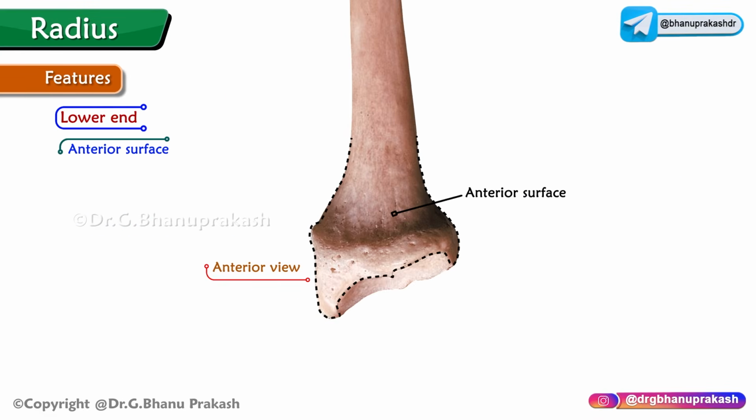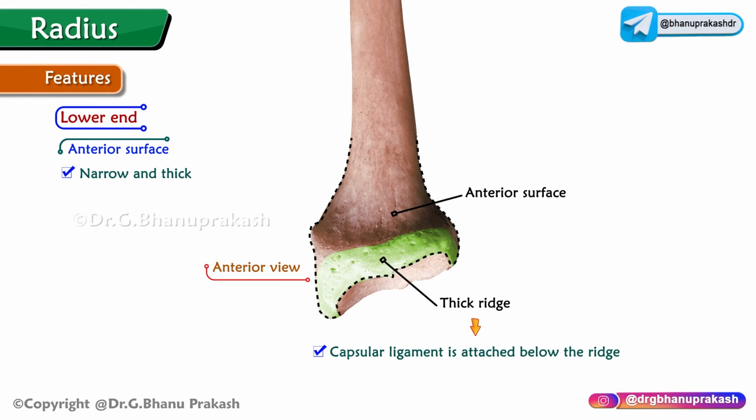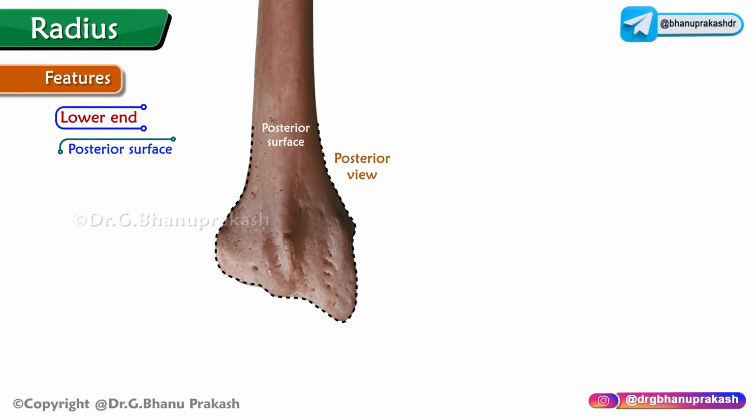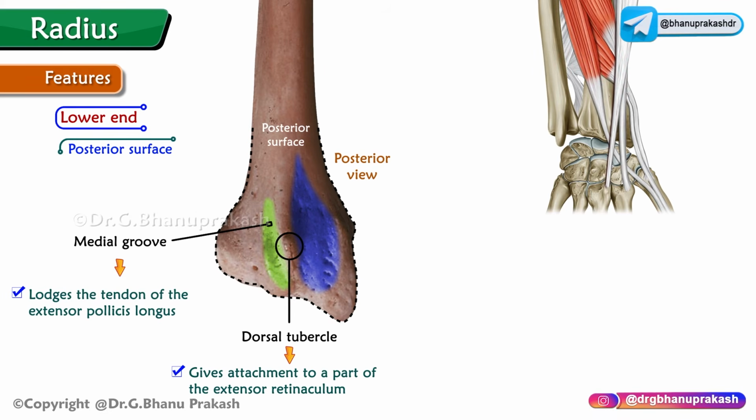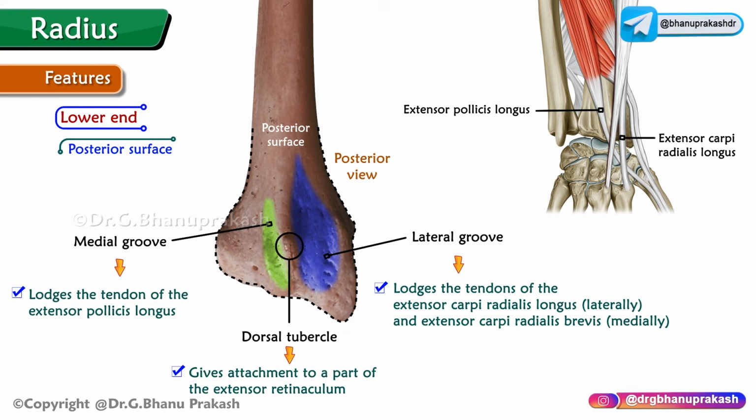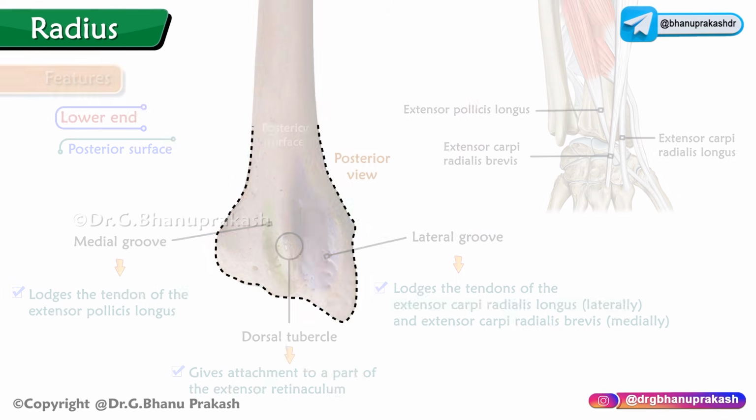Anterior surface. It is narrow and thick. It presents with a thick ridge and the capsular ligament is attached below the ridge. The posterior surface is broad. Dorsal tubercle is situated between two grooves and gives attachment to a part of the extensor retinaculum. The medial groove lodges the tendon of the extensor pollicis longus. Lateral groove lodges the tendons of extensor carpi radialis longus laterally and extensor carpi radialis brevis medially. The lower margin gives attachment to the capsular ligament.